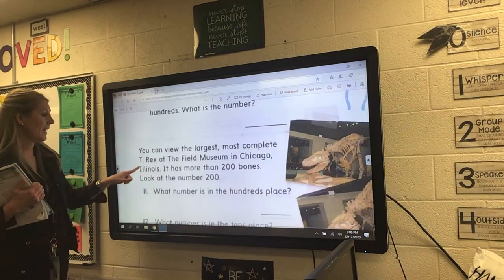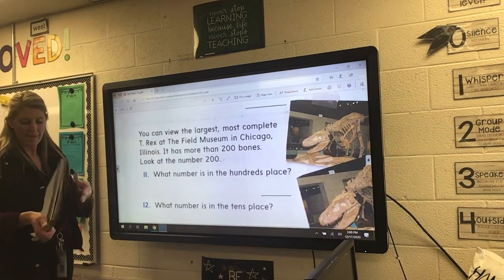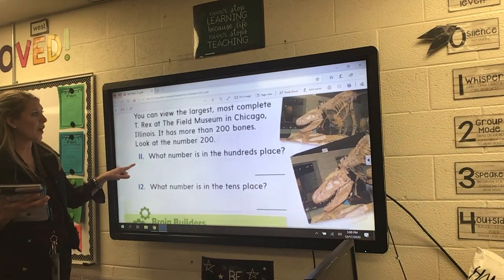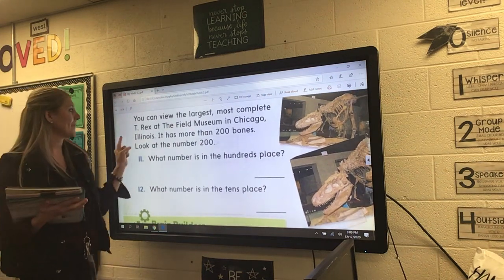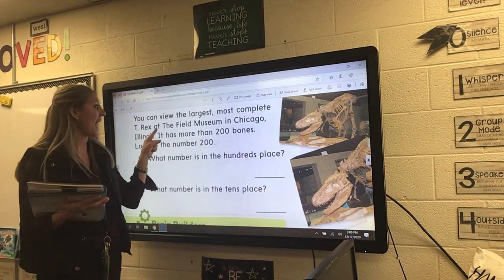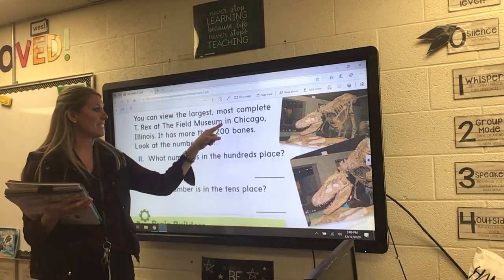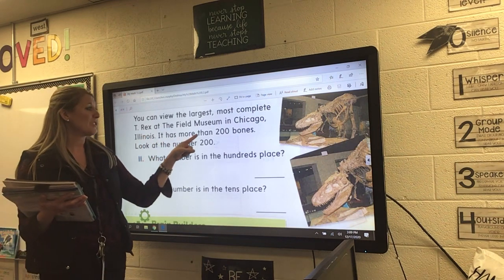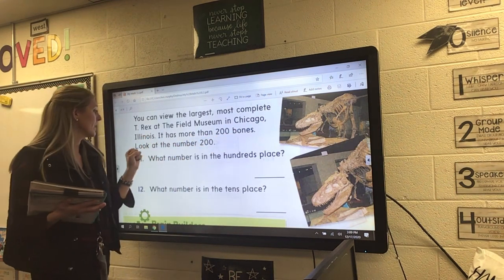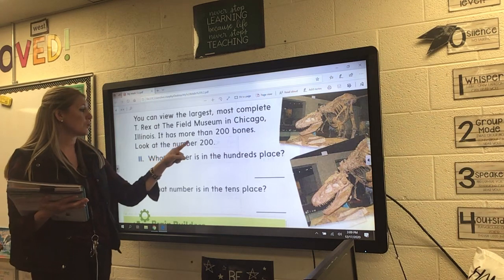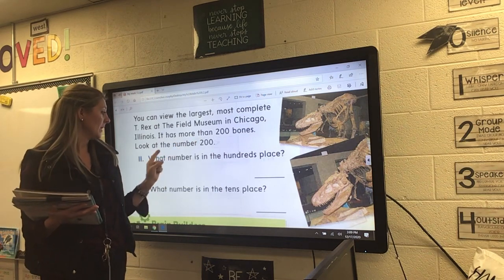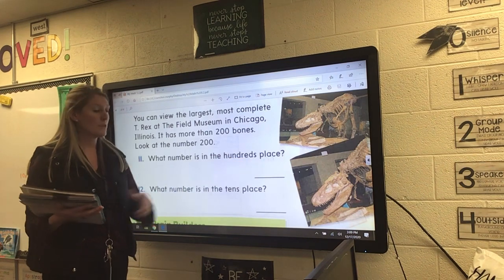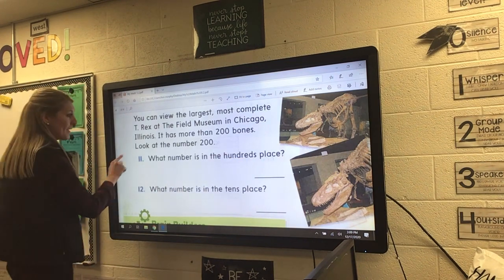All right, now on this next one, it says, you can view the largest, most complete T-Rex at the Field Museum in Chicago, Illinois. It has more than 200 bones. Look at the number 200. What number is in the hundreds place? So right now, let's look at this number.